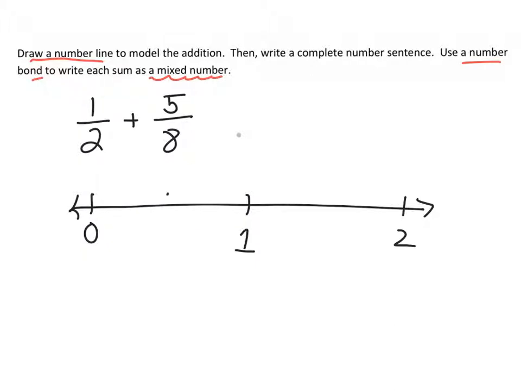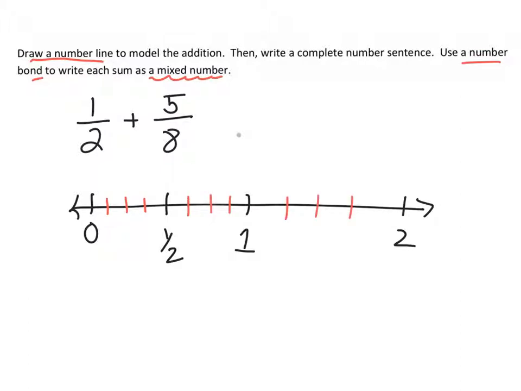And we're going to put in the middle between 0 and 1 a half. All right, and then how we're going to get to 5/8, because we're adding, we're going to be going to the right, towards that 2. So now we have to actually break this up into eighths. So how do we get these halves and turn them into eighths? How we do that is by cutting them into fourths.